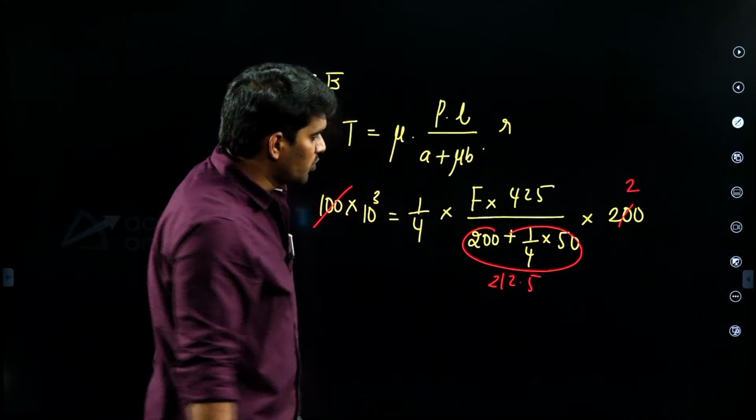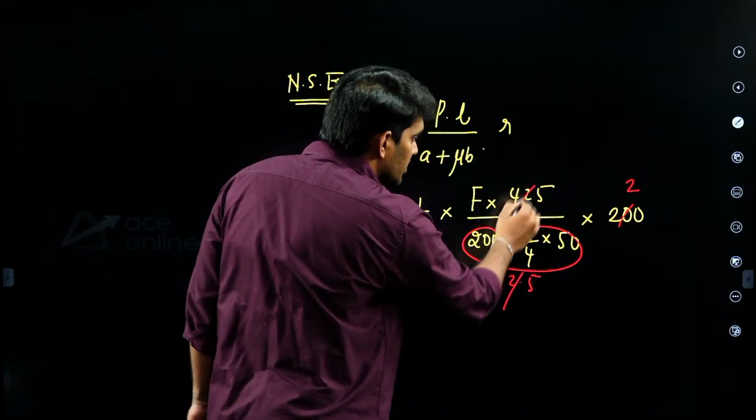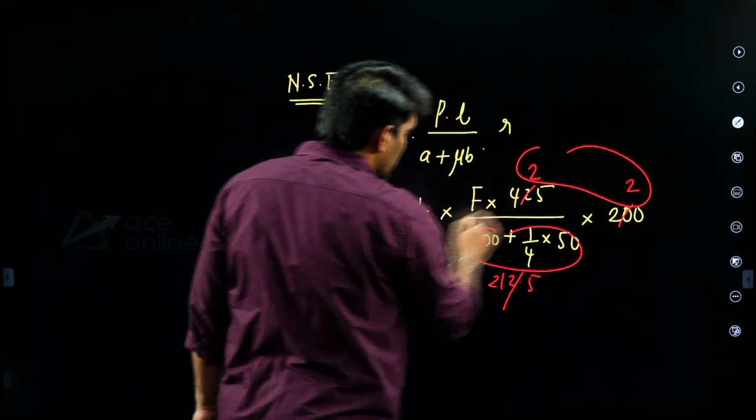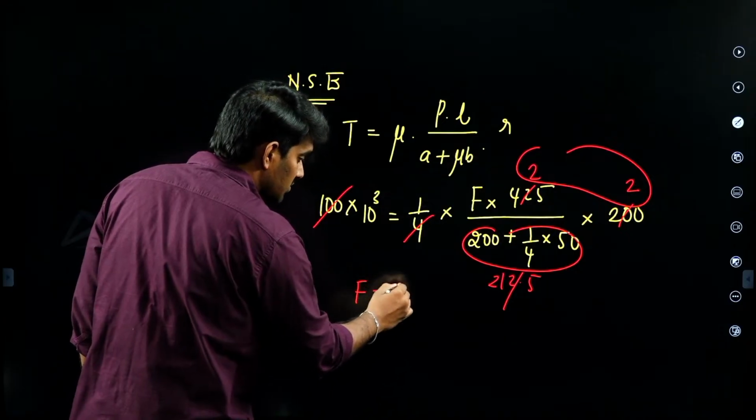If that is 212.5, 212.5, 2s are how much? This is 1 sir, this is 2 sir. This 2 is 4, this 4 cancels out. The value of F comes out as 1000.